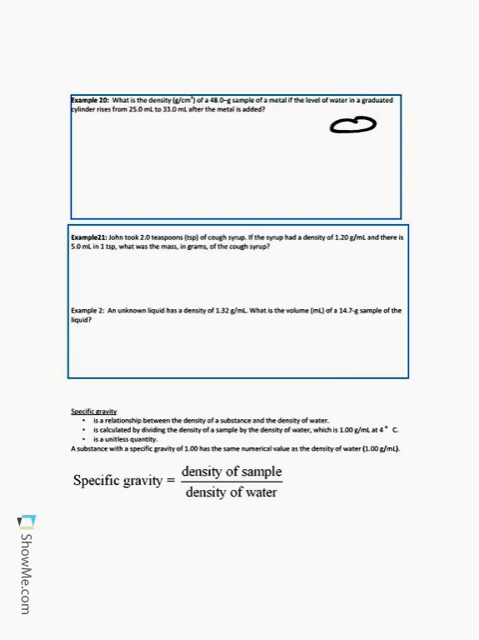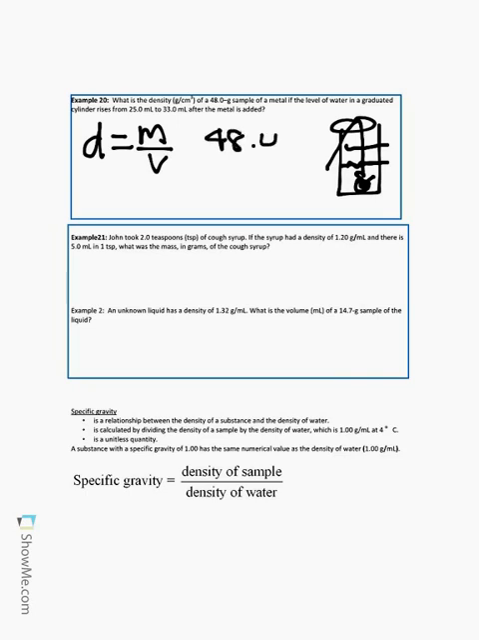When that happens, if you take your unevenly shaped object and put it in a graduated cylinder with water in it, the water level will rise. The volume of your irregularly shaped object is the difference between the initial volume and the final. So density equals mass over volume. You are given the mass, it is 48 grams. And the volume, again, is the final minus the initial.